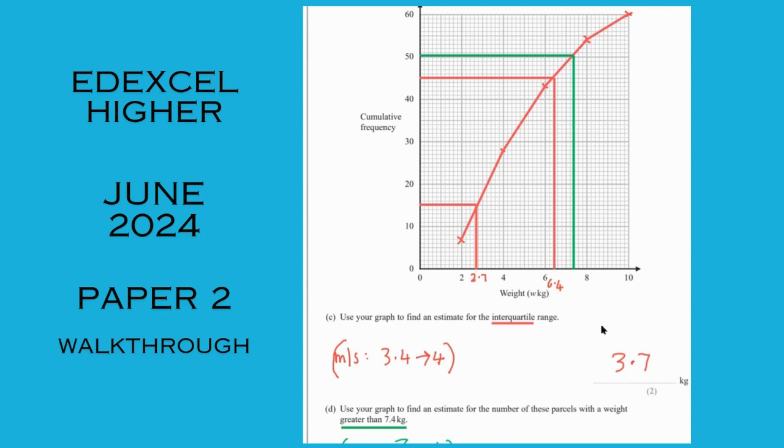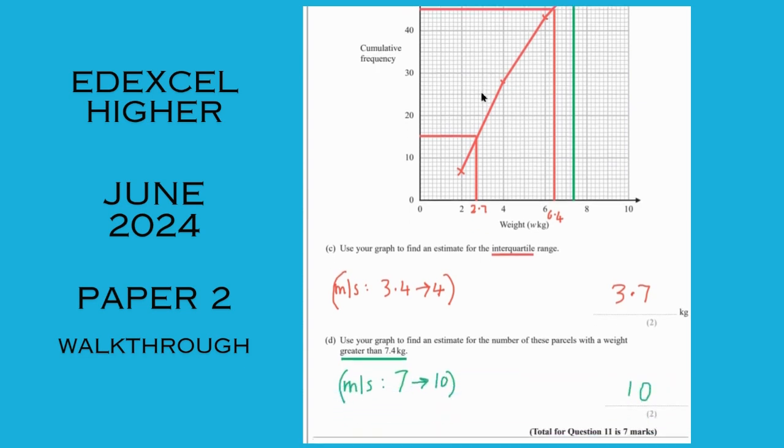Use your graph to estimate the number of parcels of weight greater than 7.4. So that's the green line. There's my 7.4. I go up, I go along. It's kind of just 50-51, give or take. So my answer is 9 or 10. I've gone with 10. The mark scheme allows anything from 7 to 10, so obviously I'm at the upper end. Hopefully yours will be a bit more accurate, around the 8 or 9 mark. On we go.